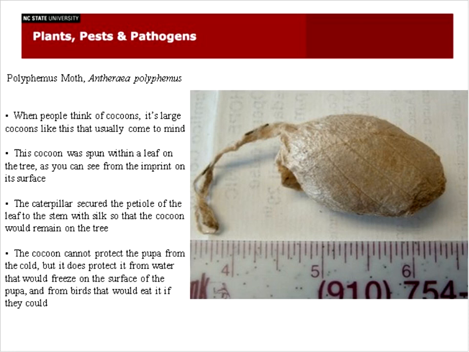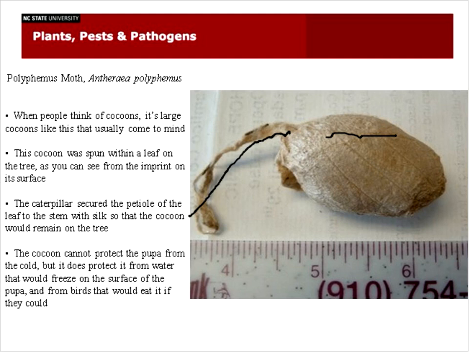This is the polyphemus moth, one of our large silk moth species. And this one was submitted as a sample, the actual cocoon. And you can see that this one was spun around a leaf. You can see the midrib of the leaf here, and you can see the lateral veins of the leaf. And in early stages of spinning the cocoon, the caterpillar attached the silk along the petiole of the leaf to attach it to the stem so that it wouldn't fall to the ground, and then finished by wrapping itself up within the cocoon, spinning as it went.